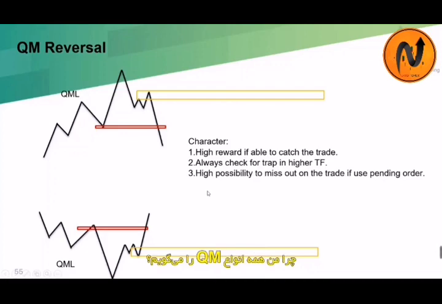Why I'm going to introduce all this kind of QM is because the ability to control emotion is different for different people. Some people are able to control emotion, and they might look for this kind of reversal because it's definitely very high reward. Some people do not have control of emotion. I'm going to introduce to you this one.